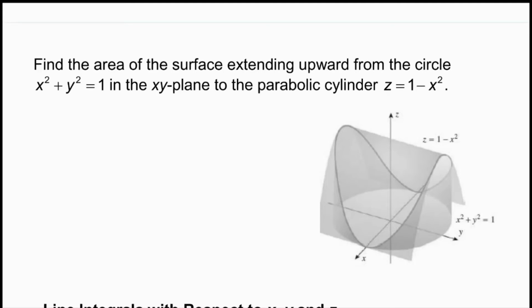So we have a circle in the xy plane, and essentially what you're doing is thinking of that circle extending upward, sort of in a cylindrical shape. And where does it intersect with the parabolic cylinder z equals 1 minus x squared? And that intersection is what's creating the surface that we're trying to find the area of.